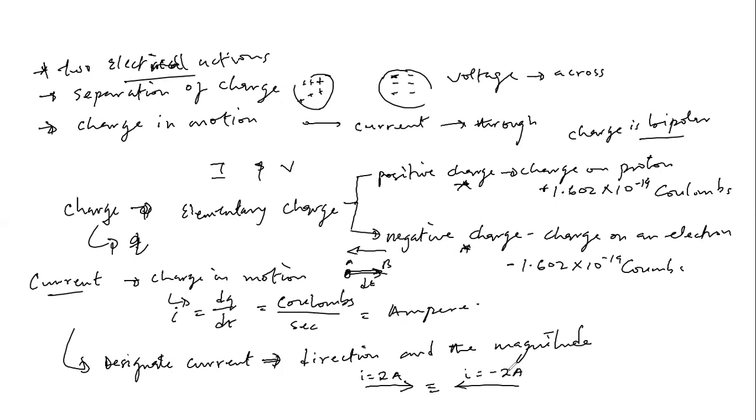2 amperes. So here you see that to specify this current in a circuit, we must have the direction defined and we must have the magnitude. Else, the analysis becomes very cumbersome and sometimes difficult.